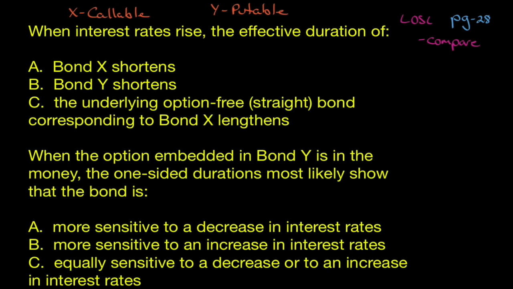When interest rates rise, the effective duration of A, bond X, shortens. Let's deal with that. Does it? If interest rates rise, the price of bond X falls. But there's no floor on bond X.